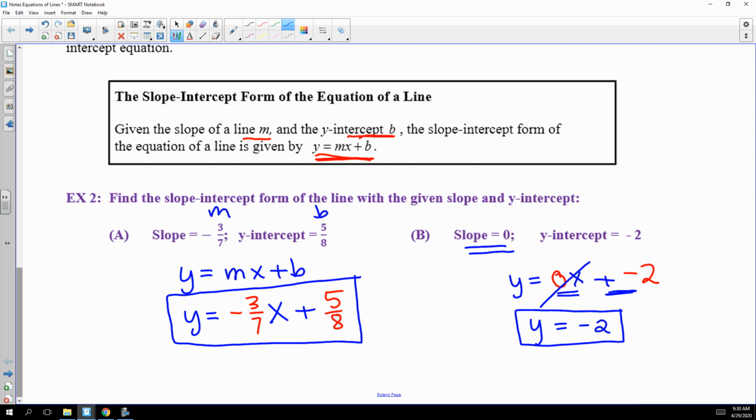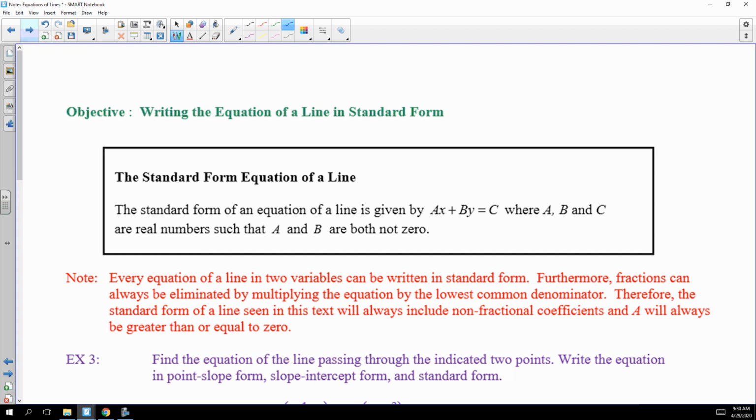All right, let's move on and talk about writing the equation of a line in standard form. This is the one that a lot of students don't see. Maybe they don't see it in Algebra 1. They might get it in Algebra 2, but it is something that standardized tests do use. The standard form equation of a line is given in the form ax plus by equals c, where a, b, and c are real numbers such that a and b are both not 0. In general, actually, it's more typical that a, b, and c would be integers.